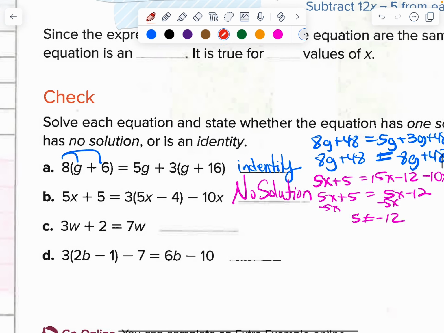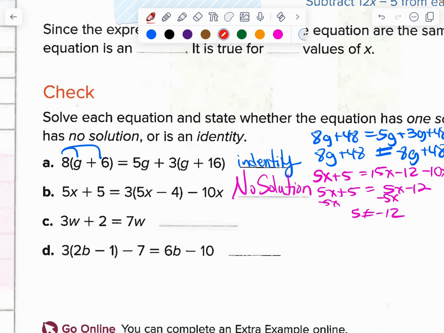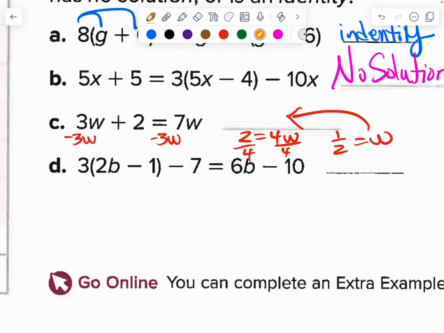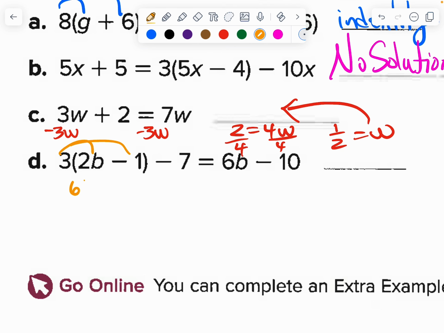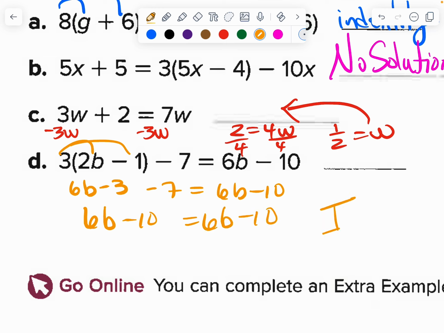I'm going to come out. Oh, this one actually is going to be easier. Okay, so on this one, I would subtract 3w from both sides. I would get 2 equals 4w. Divide by 4. Look at that. It's 1/2 is equal to w. Okay, so 1/2 is the answer. Then last but certainly not least, I come down here, I multiply, and I get 6b minus 3 minus 7 equals 6b minus 10. 6b minus 10 equals 6b minus 10, so this is the identity.